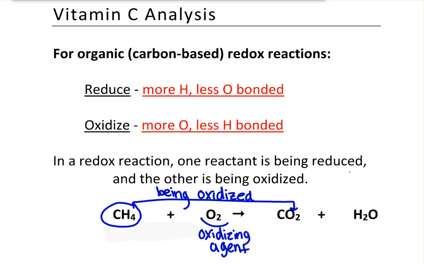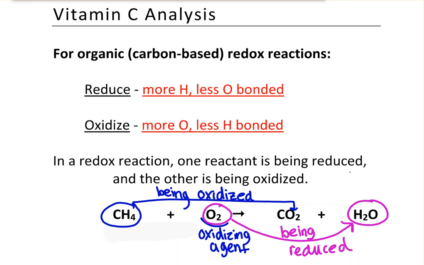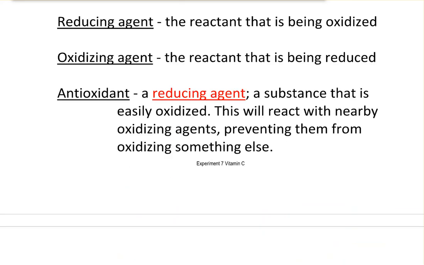And then we can also say the opposite, that the oxygen is gaining bonds to hydrogen, so it is being reduced. And that means that the other reactant is the reducing agent. So that's an example of a redox reaction. We'll see ours here in a second.